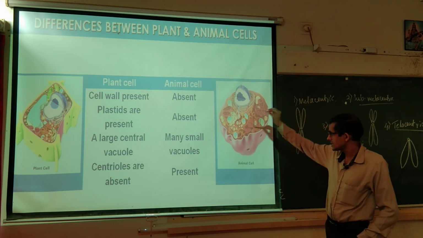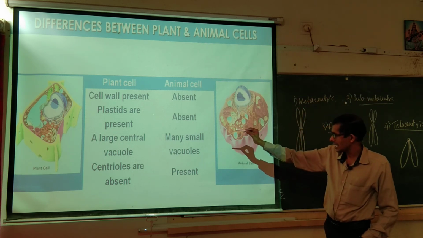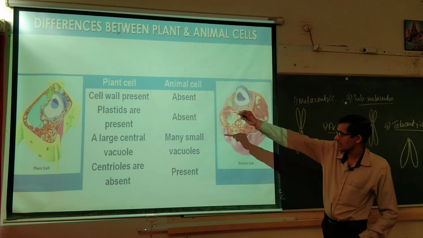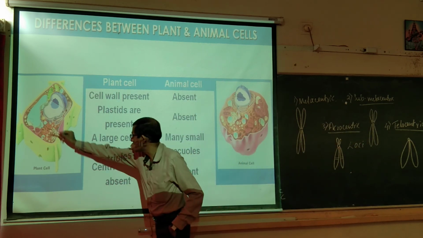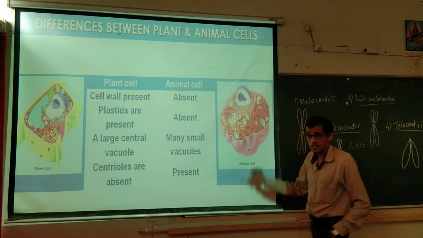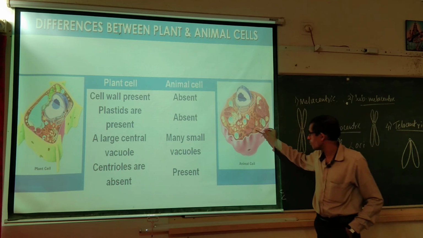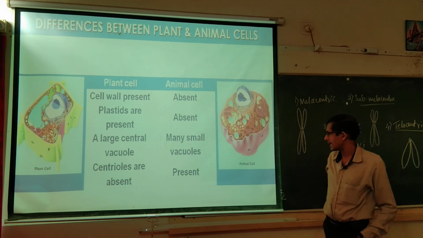Plastids are present here. In the animal cell, plastids are totally absent. Then a large central vacuole is present in the plant cell. Here a large single vacuole is present, that is the plant cell. In the animal cell vacuoles are there, but they are many small vacuoles, scattered in the entire area.